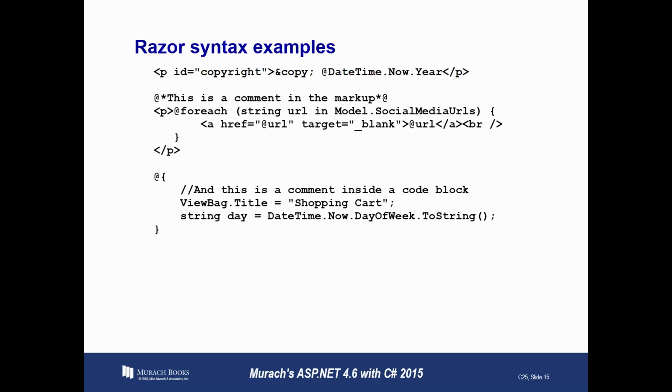Now, here are some examples. When you see the @ sign in there, it basically means that what follows is actual code. So we've got the code interspersed inside of our HTML. When you have the @ sign followed by an asterisk, ending with an asterisk and the @ sign, that's a comment in your markup. But these are examples here.